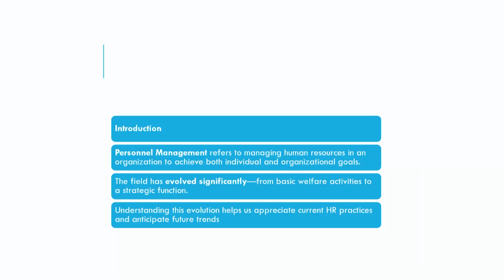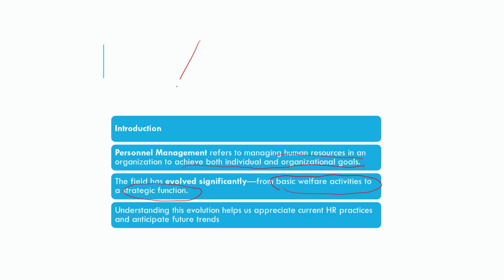So we will see a small journey of how these terms have evolved and what has led to the evolution of various functions, the differences in function of personnel management and HR management. Though that has been discussed in the previous session, let's have a look at how the evolution took place. From the definition, personnel management refers to managing human resources in an organization to achieve both individual and organizational goals. And the field has evolved from basic welfare activities to a strategic function.